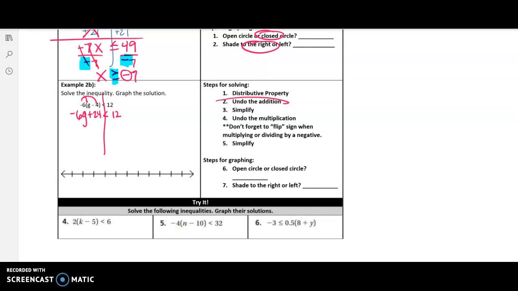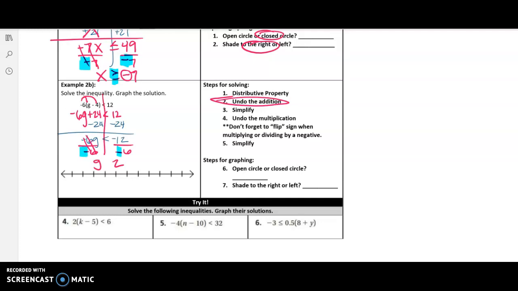So now I have to undo the addition by subtracting. So I'm going to subtract 24 on both sides. I'm going to get a -12. So now I'm multiplying -6 times g. To get rid of that, I'm going to divide by a -6 and those cancel. So it just leaves me with g. Whatever I do to one side, I have to do to the other. So I'm going to get a +2. -12 divided by -6 is a +2.